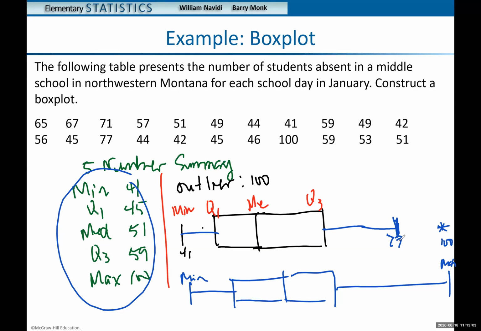Any questions? No? All right, so that's it for chapter 3. Your test is up to the box plot. There is one problem about this, so make sure that you know how to construct a box plot.